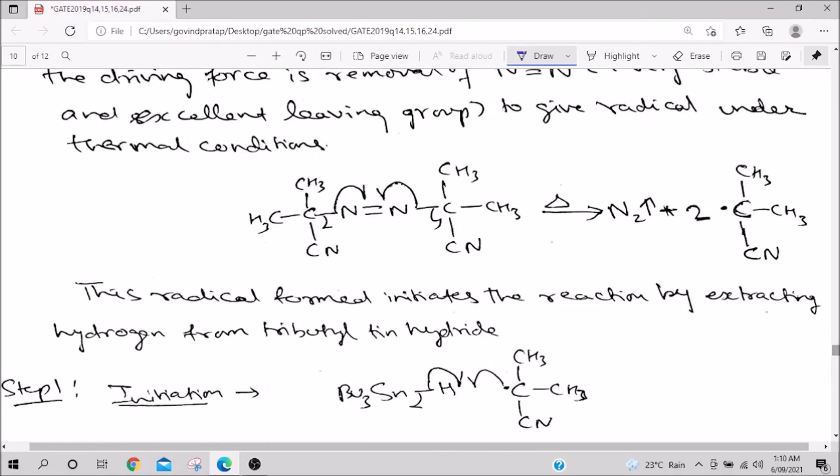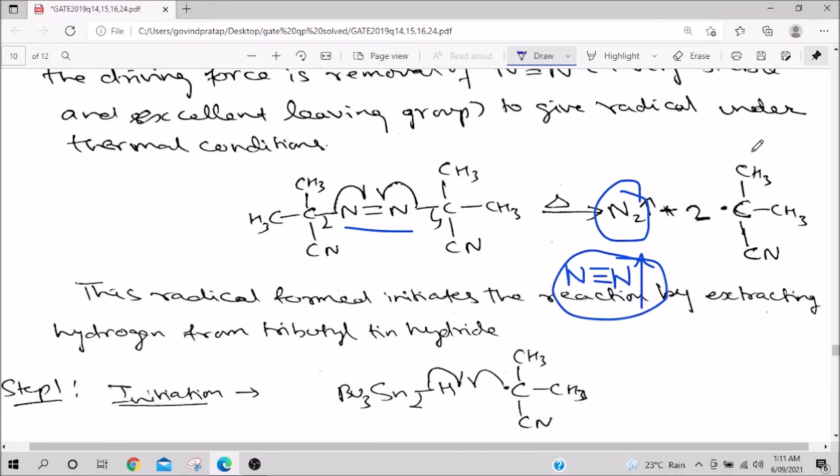So, AIBN is bound by a nitrogen double bond. Now, you know nitrogen is a wonderful leaving group. Why? Because nitrogen is very stable, with a triple bond. That is why it is used as an inert gas. Many times when we do organic reactions, we need an inert atmosphere, so we put it under nitrogen atmosphere because nitrogen is very stable, triple bond. So, a lot of energy is released, and it is very stable.